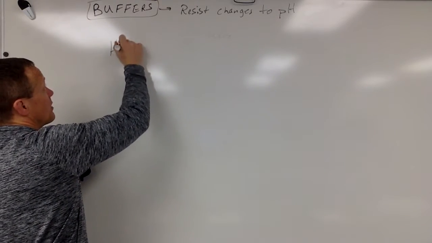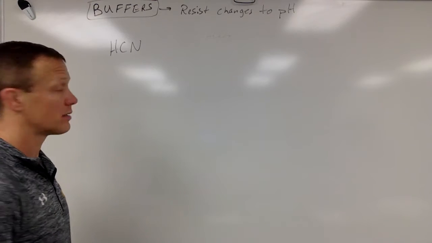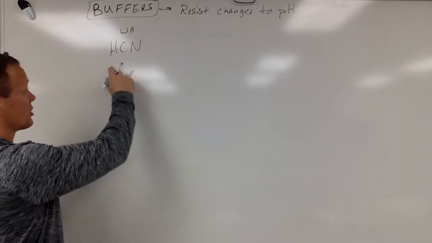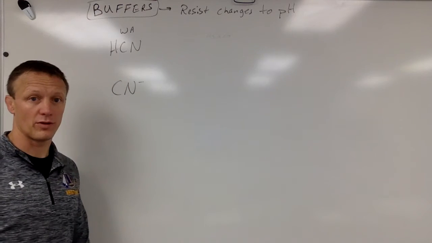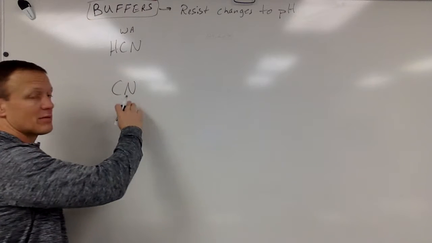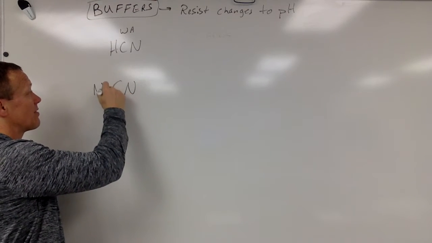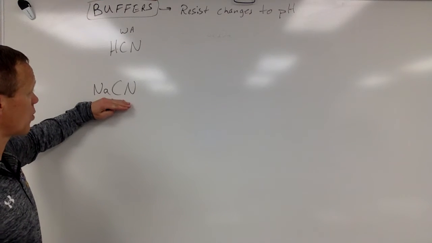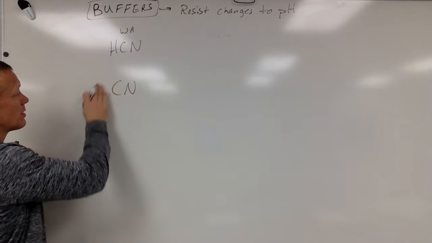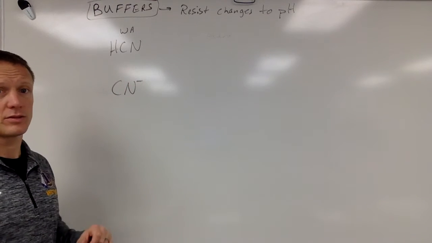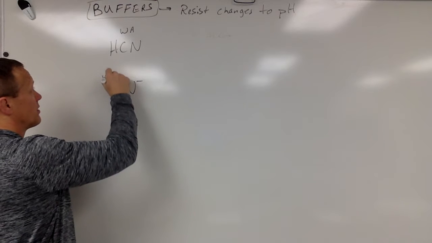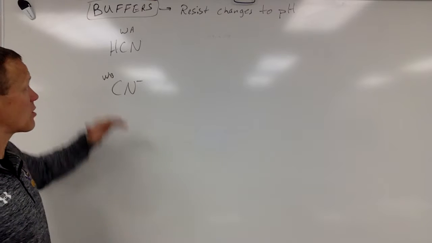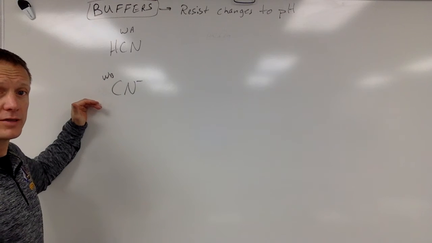So let's say this. A buffer a lot of times is made of a weak acid and its conjugate base. Now I can't just get the conjugate base. I can't just go take some CN negative and pour it in there. So what I would use is potassium cyanide or sodium cyanide, something that contains the weak base and is soluble. If we dissolve this in water, you end up with your CN negative ions. So now you've got a mixture of the weak acid and the weak base. Most buffers you want to have equal amounts of the weak acid and the weak base.